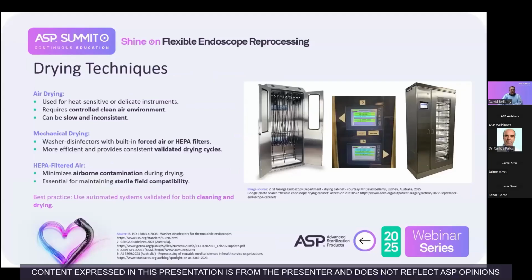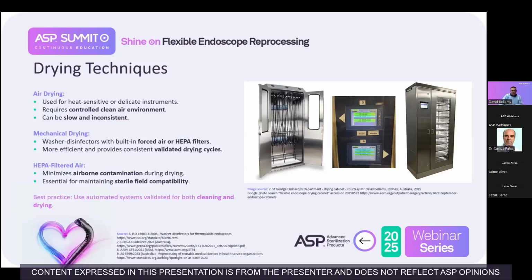Now, different drying techniques. Drying is no longer a secondary task, it's a critical component of a validated reprocessing cycle. So whether manual or mechanical, the goal is the same: remove all residual moisture, prevent microgrowth, and ensure it's stored safely. Air drying is often used for delicate and heat-sensitive instruments, especially where mechanical options are not feasible. However, ISO 15883 warns that passive air drying must occur in a controlled, clean environment free of airborne contaminants. That said, the method can be slow and inconsistent, particularly for internal lumens and flexible channels. As a result, both ST91 and GENSA emphasize that passive drying alone is not suitable for high risk or reusable invasive medical devices.